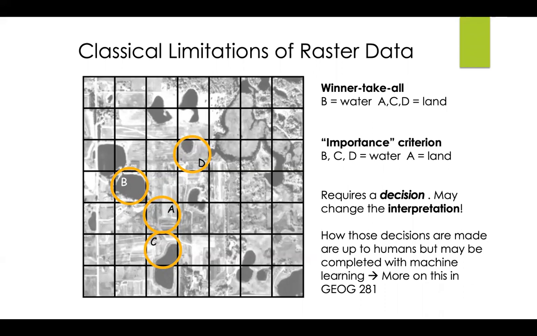In short, what each cell becomes requires a decision, which may change how the raster looks. This map would look very different if every cell that contained water was categorized as water versus a winner-takes-all type of situation where only a few cells would be categorized as water. How these types of decisions are made is up to humans, but may be completed with machine learning, which you would learn about if you take Geography 281.